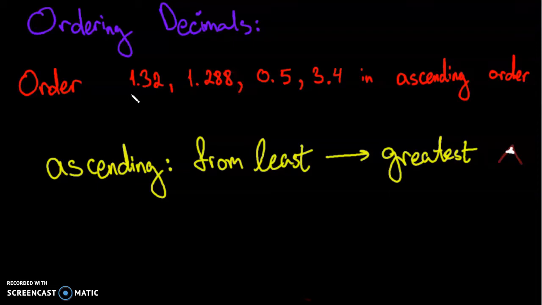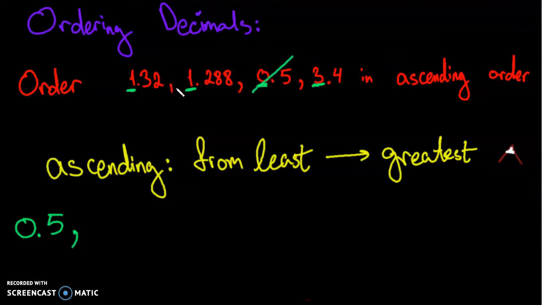So to start ordering these numbers in ascending order, we need to take the smallest number. Now for decimals, it's not the same as the other numbers. We have to take each number alone and compare them. So we have a 1 here, a 1 here, 0, and 3. 0 is the least, is the smallest number. So 0.5 is our first number.